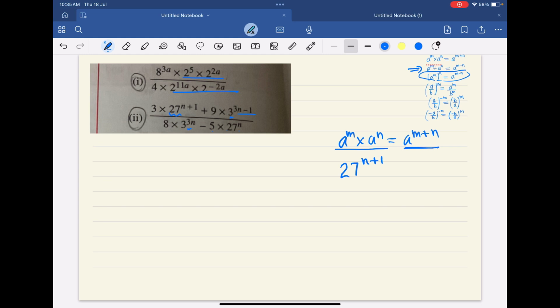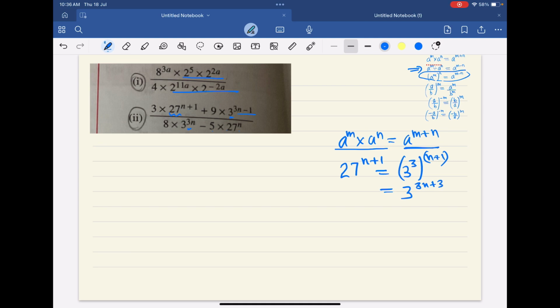Now, the best way to solve questions in exponents is to express the numbers as a power of prime. So 27 is not a prime number, but 27 is 3 cube. So let us first write it as 3 cube and to the power n plus 1. Now a to the power m to the power n is a to the power m times n. So it will become 3 to the power 3n plus 3.